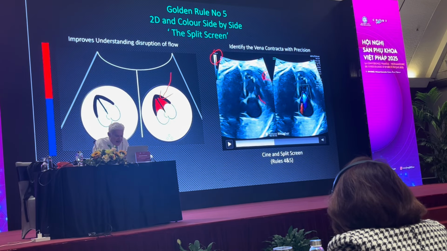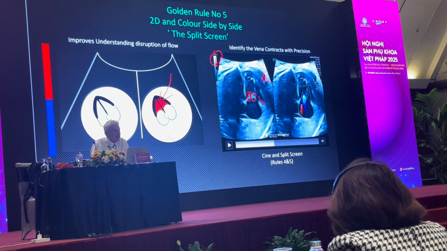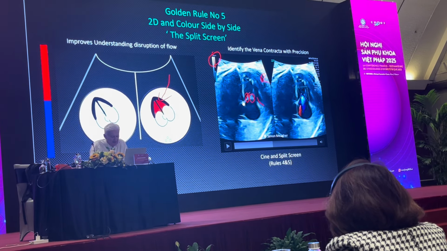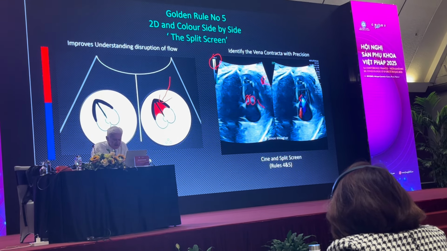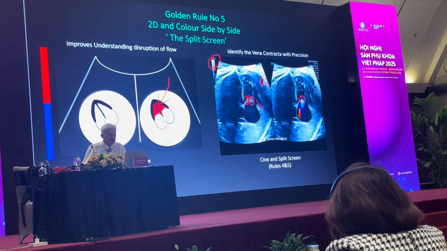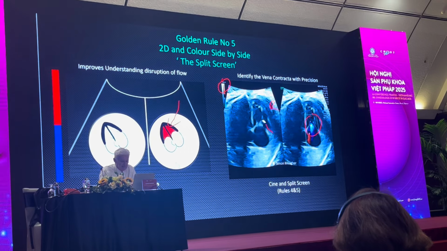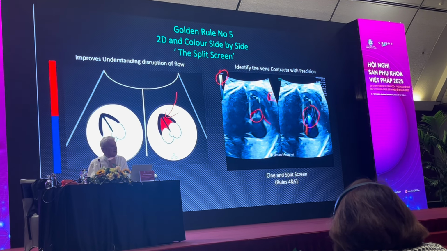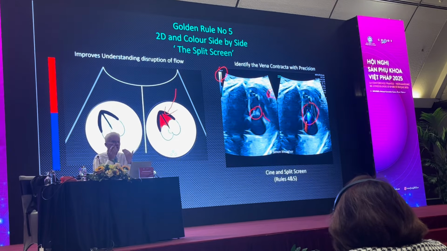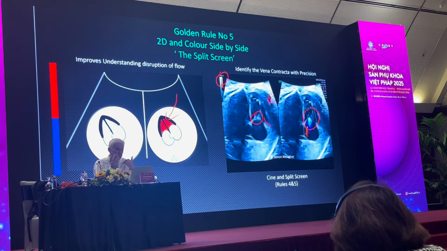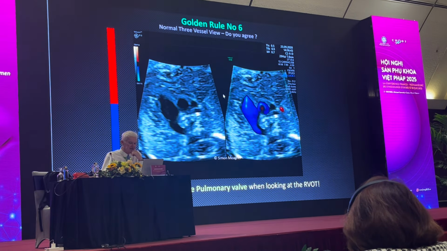When I look at the valves, I can see that the valves are thick on the distal end of the valve, and I see the highest velocity is exactly at the point where the valves close. I cannot see the valve close with color, but I can see the valves closing in 2D. And when I'm looking at valvular disease, I compare color and 2D side by side.